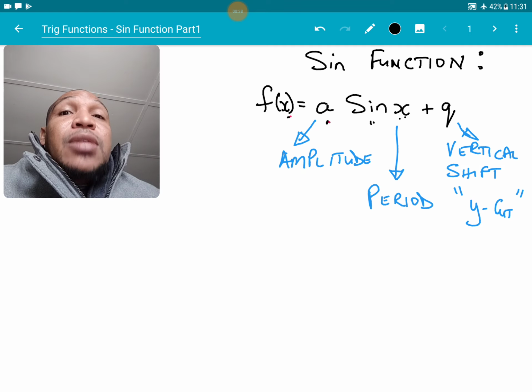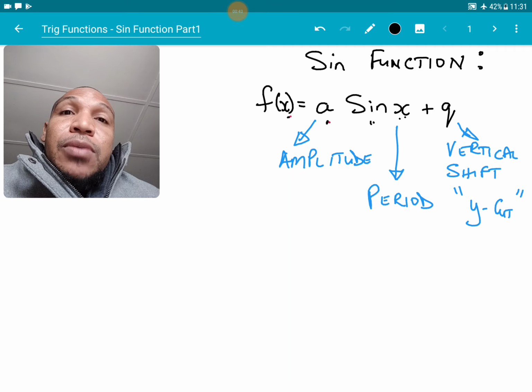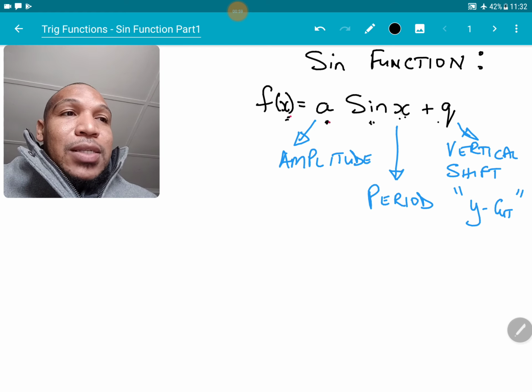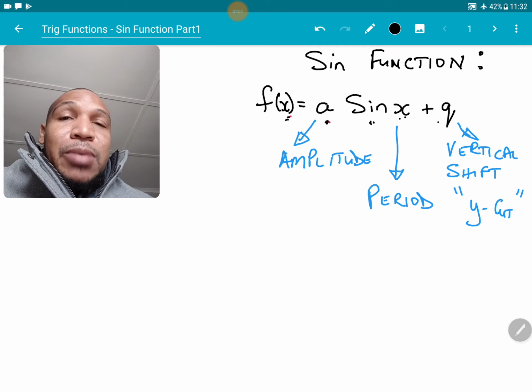We're looking at the sine function, and the most important thing of any function, I believe, is the equation. The equation of the sine function is as follows: f of x is equal to a sine x plus q, where a gives you your amplitude, and a can be negative or positive. x is the period, and q is the vertical shift, or the y cut, as I would sometimes tell my learners. That's just to make it a bit easier to understand where y comes in.